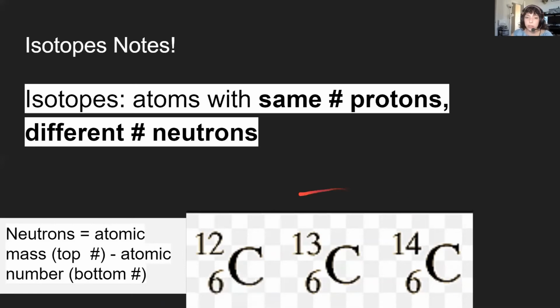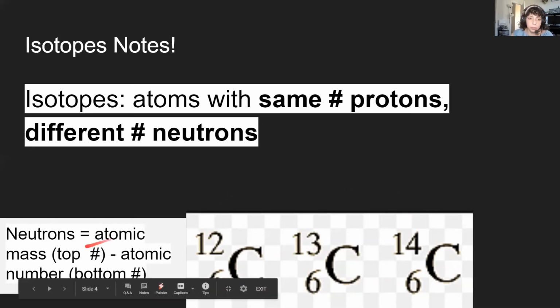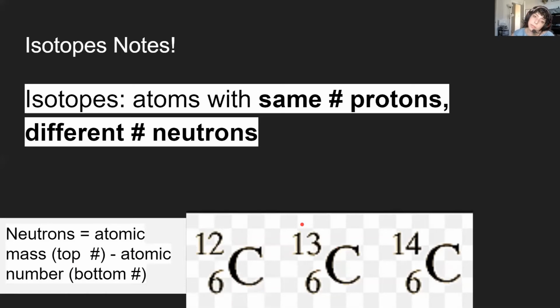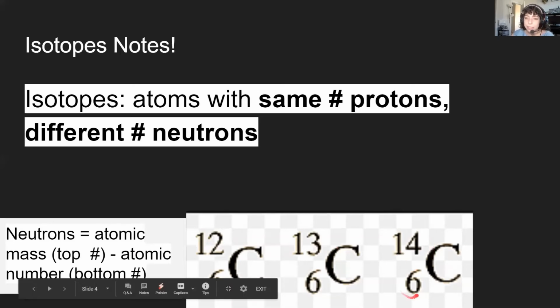In the past, you calculated how many neutrons were in here. And to find that, you would do atomic mass, that top number, minus the atomic number, the bottom one. So 13 minus 6, there would be 7 neutrons, and then 14 minus 6 is 8 neutrons for this isotope.